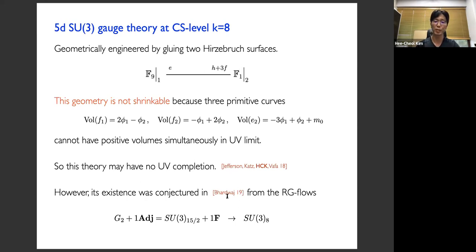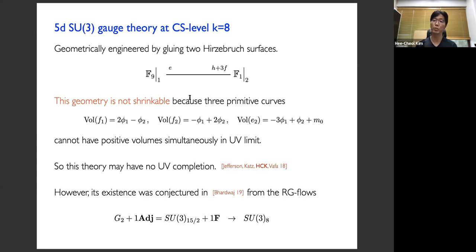However, it was too fast. In this paper by Bhardwaj, he conjectured that this theory can have a UV completion. His argument is based on the following duality between G2 gauge theory with one adjoint hypermultiplet and SU(3) gauge theory at level 15.5 plus one fundamental hypermultiplet. If this duality holds, then this SU(3) gauge theory at level 8 can actually be obtained by an RG flow from this SU(3) gauge theory by integrating out the fundamental hypermultiplet. So it means this SU(3) gauge theory will have a UV completion.